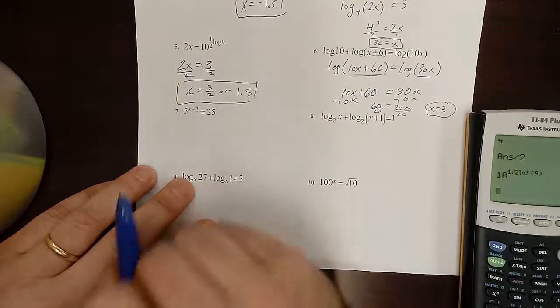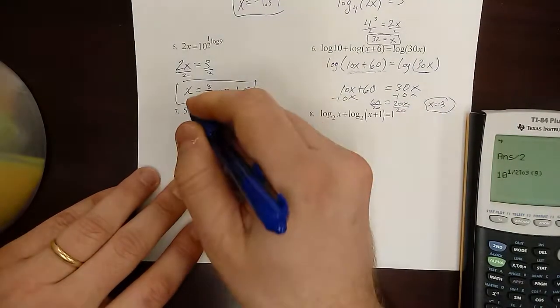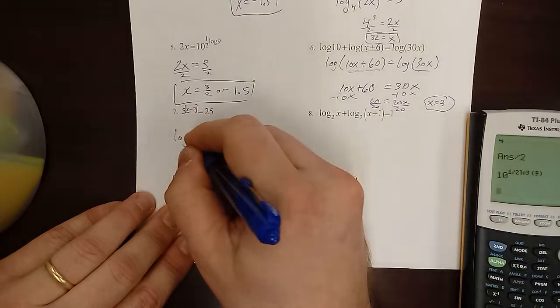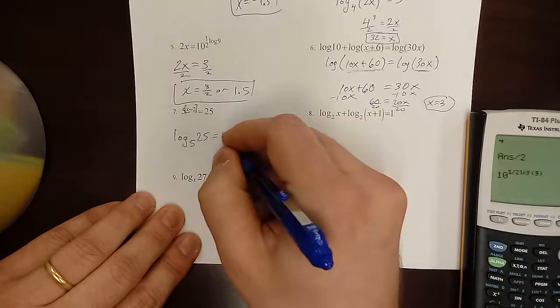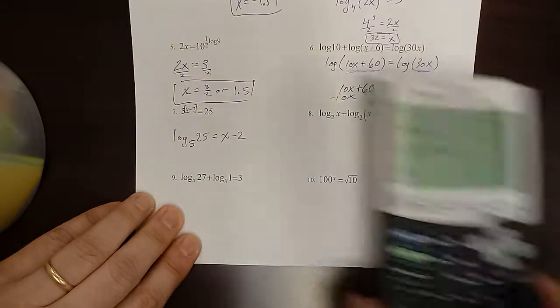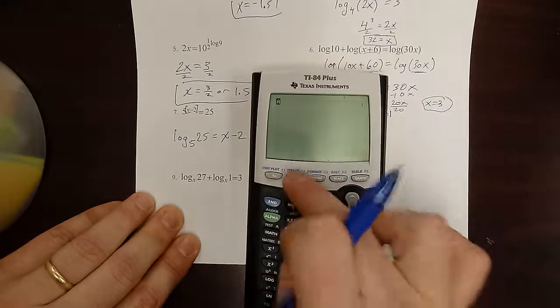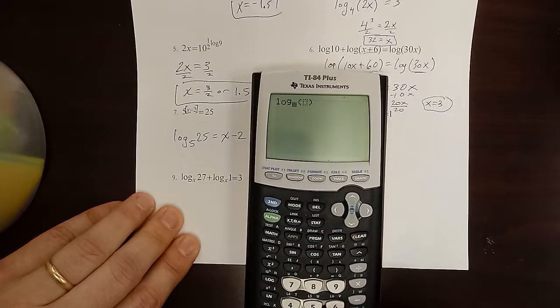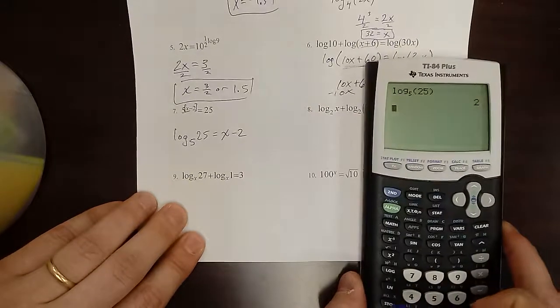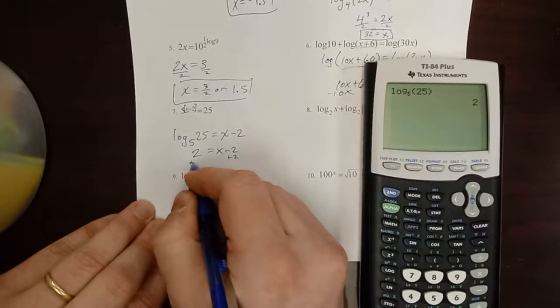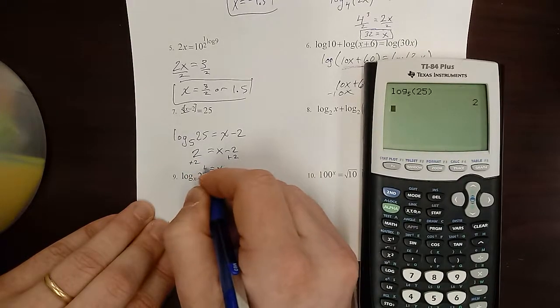5 to the x minus 2 equals 25. Well, we can rewrite that as a logarithm, because remember, the whole exponent thing is by itself. So if I rewrite that, I'll get log base 5 of 25 is equal to x minus 2. If you don't know how to do that, remember, we just, oops, bam, bam, there we go. So we get 2 there. So I get 2 is equal to x minus 2. So I can just add 2 to both sides and get x equals 4.